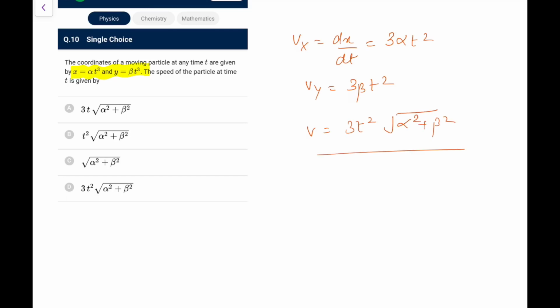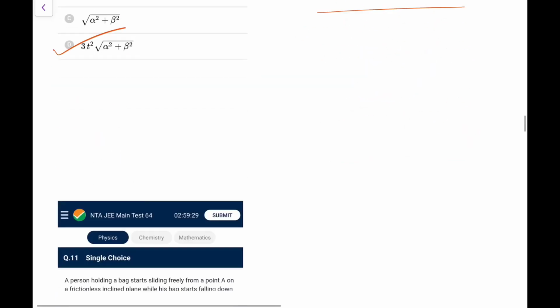Next, the coordinates of a moving particle at any time t are this and this, find the speed of the particle. This is a very general question. The Vx would be differentiated as dx by dt. The Vx component of the velocity is 3 alpha t square. Similarly Vy you can directly write as 3 beta t square. So V would be 3t square, taking common, it would be alpha square plus beta square. So it is 3t square under root alpha square plus beta square, going for option D, an easy one for you.